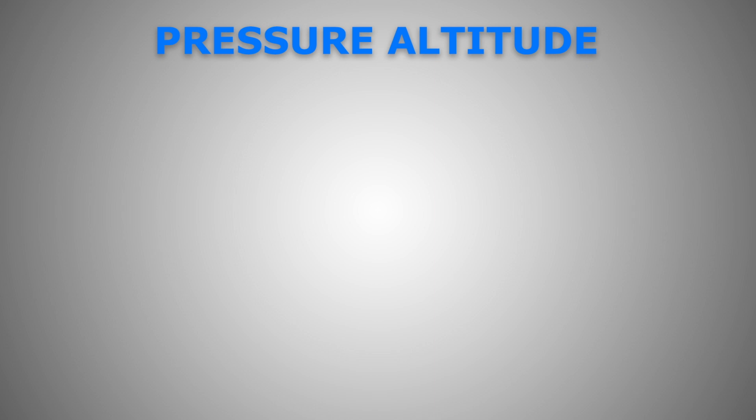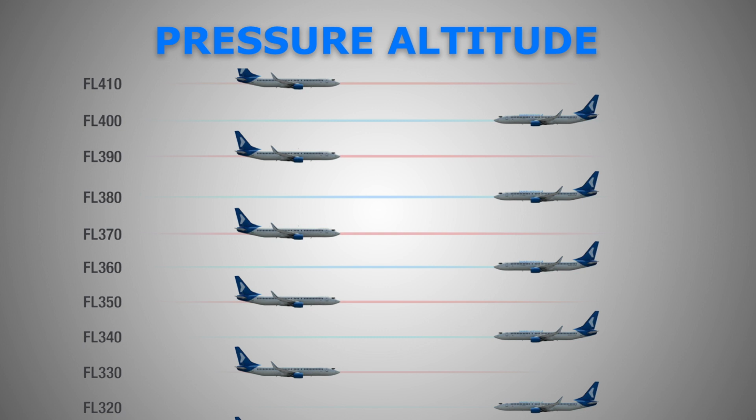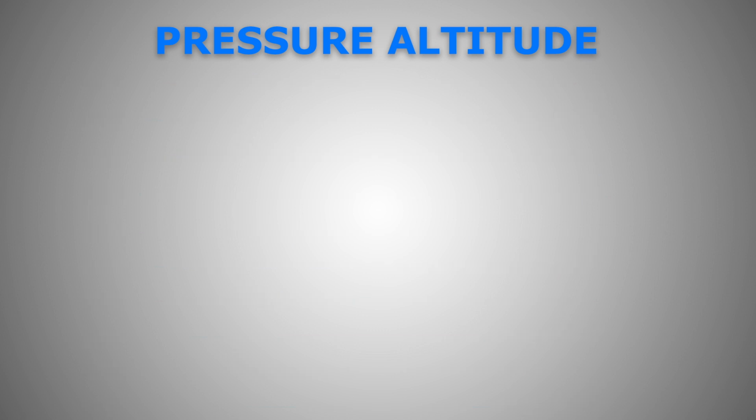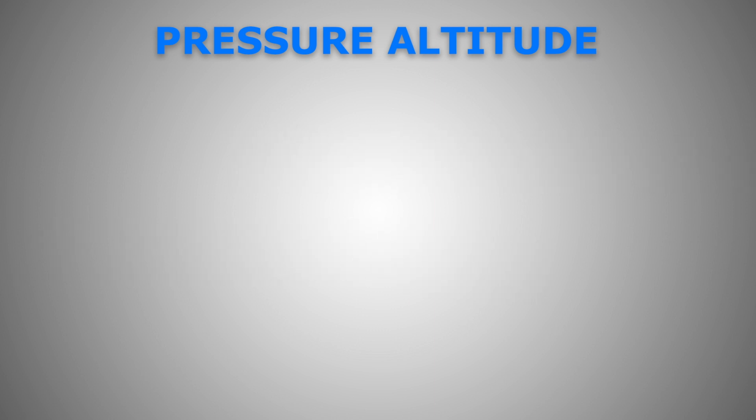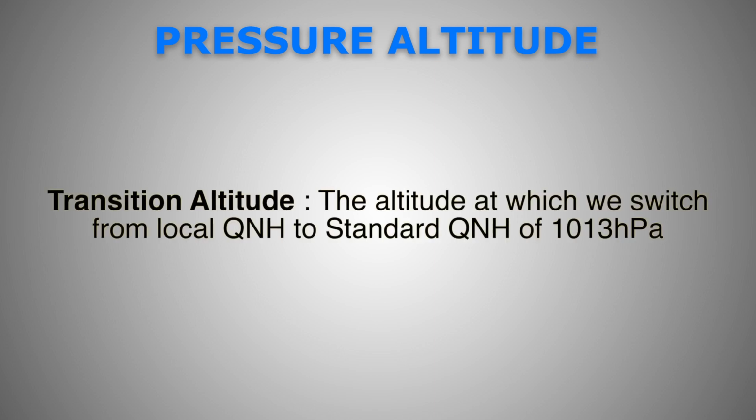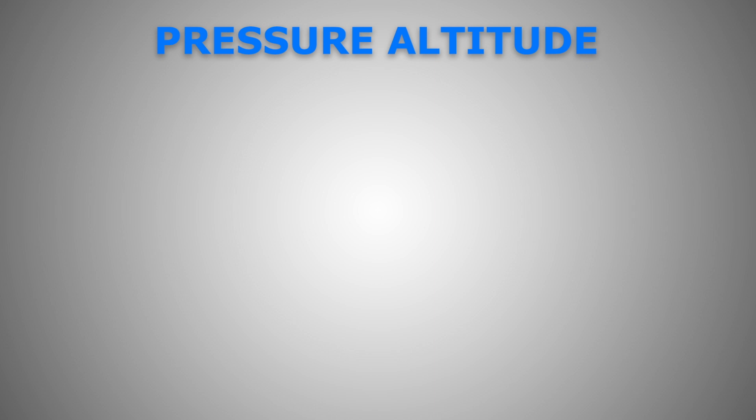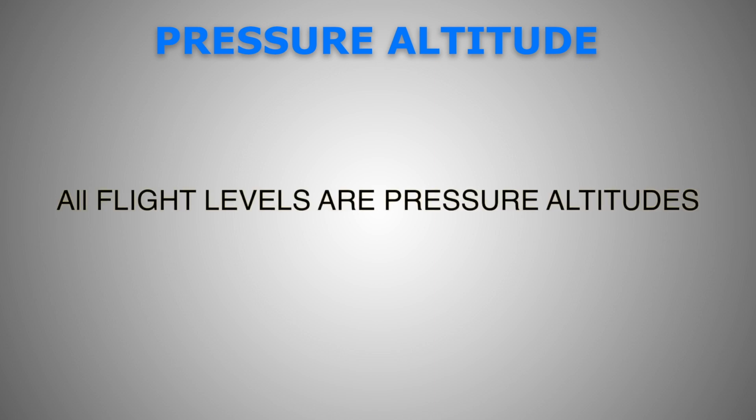Another reason why we need pressure altitude is that when flying at high altitudes, especially when transitioning from altitudes to flight levels, we switch our altimeter setting, or QNH, to read standard QNH, which is 1013 hectopascals or 29.92 inches of mercury. The transition altitude is the altitude at which we switch from local QNH to the standard QNH, and we join flight levels. The transition altitude changes from region to region, from FIR to FIR, depending on the authority of that state. So all flight levels are actually pressure altitudes.